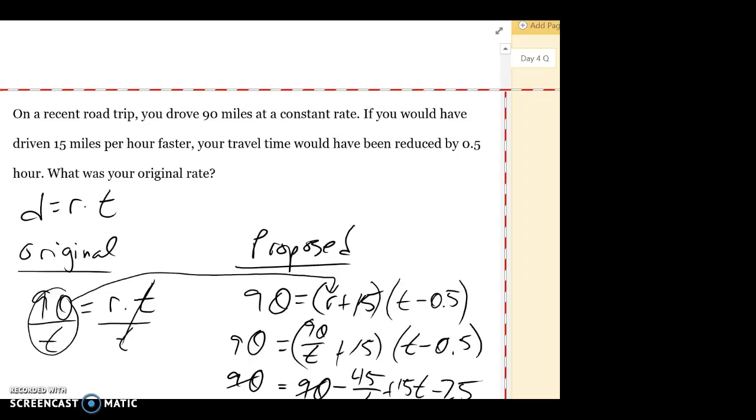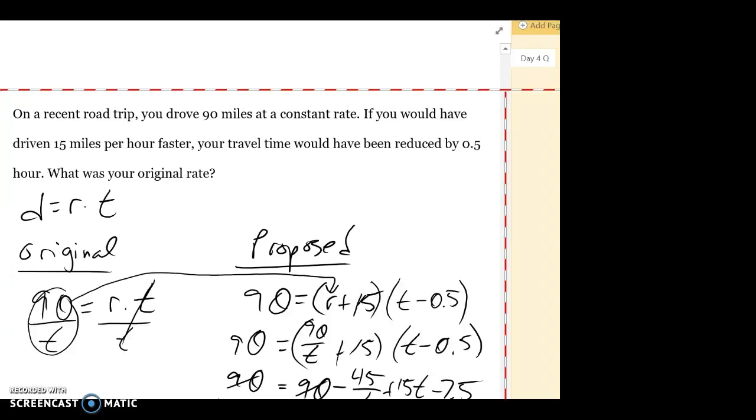Now, this is kind of hard to solve because it's not a quadratic at this point. What's going to throw things off is the fact that there's this t in the denominator and there's a t over here. If there were only one of them, this would be an easier problem. So to get back into familiar territory, if I multiply through by t, I end up with 0 equals negative 45 plus 15t squared minus 7.5t.